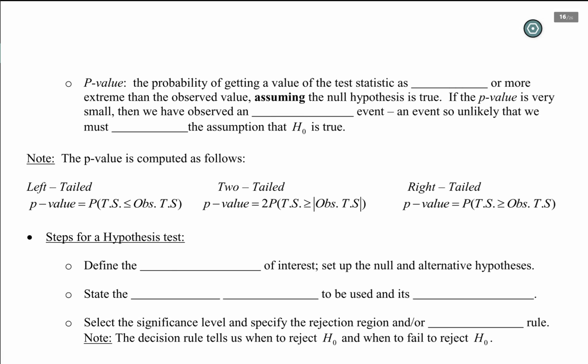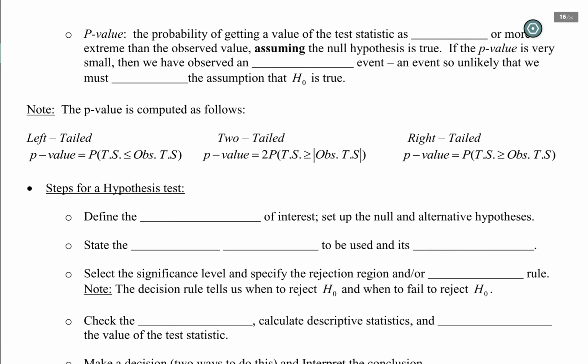Another term here is called the p-value. This is the probability of getting a value of the test statistic as extreme or more extreme than what you observed from your sample, assuming the null hypothesis is true. If the p-value is very small, then we have observed an unlikely event. An event so unlikely we must reject the assumption that H0 is true. This is going to give us a gauge on how we make a decision about our hypothesis test.